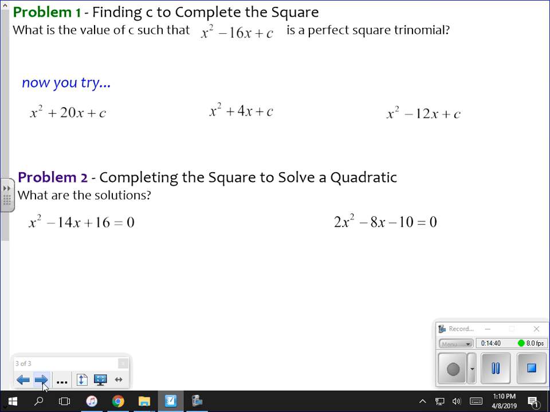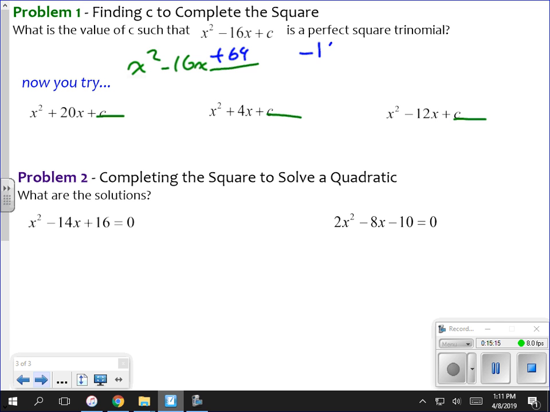So this example here is actually, what is that square? What number do I add? The idea on this one is, fill in the blank, what goes here. So I look at this example here, x squared minus 16x. Fill in the blank just like we did on the other side. What's half of negative 16? 8. What is 8 squared? 64. So I add 64.